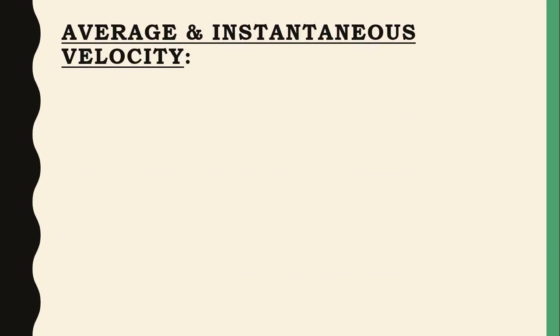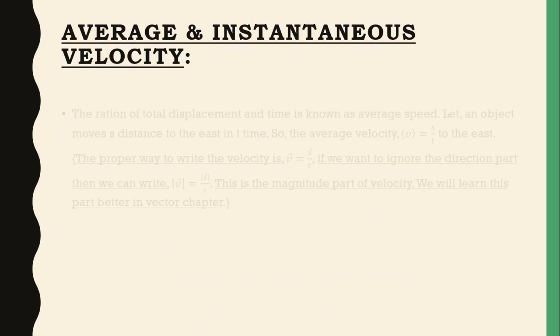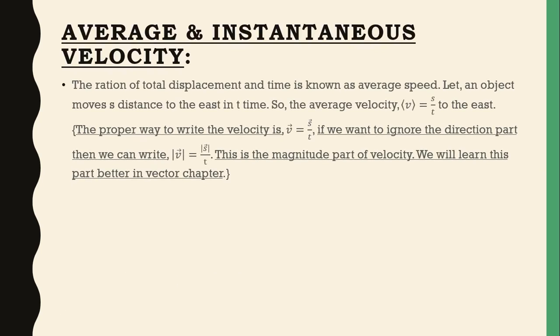Now, average and instantaneous velocity. The ratio of total displacement and time is known as the average velocity. Let an object move s distance to the east in t time, so average velocity v average is equal to s by t to the east.